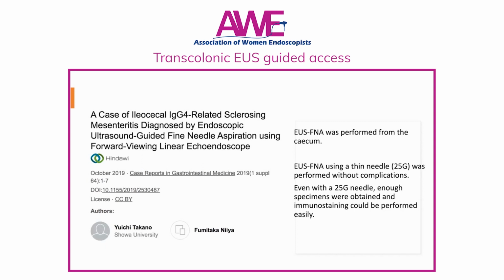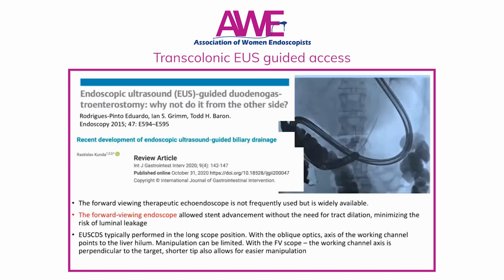This is a case report of using the forward viewing scope again, and the authors managed to reach the cecum, and they were able to perform an EUS FNA with a 25 gauge needle, and they got enough tissue to make the diagnosis of a IgG4 related sclerosing mesenteritis mass.